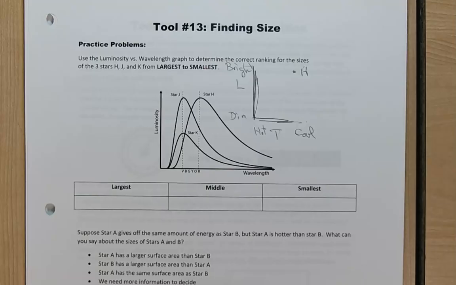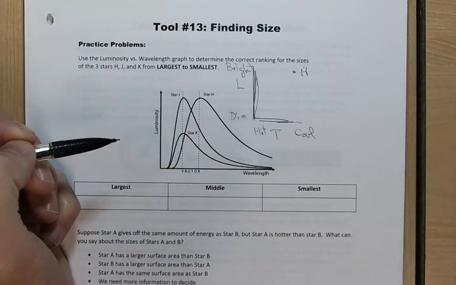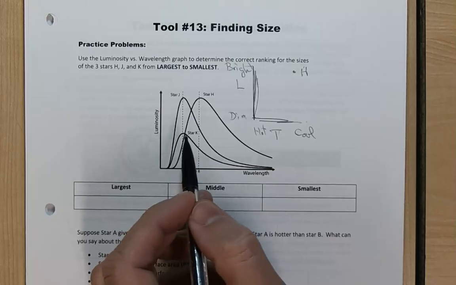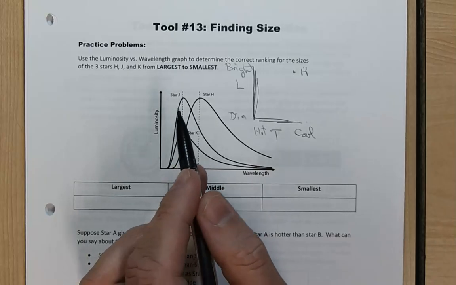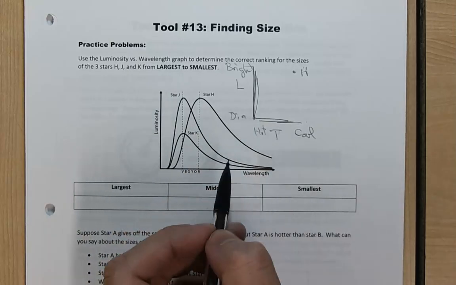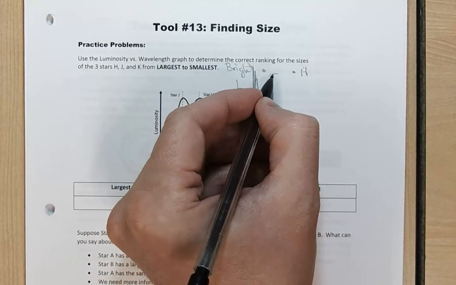How about J? Is J hot or cool? Well, J is peaking in the violet, so that makes it pretty hot. Does it have a large area under the curve or a small one? Pretty big, right? So star J has a large area under the curve. It must be bright. So star J is hot and bright. So that puts it right about there.